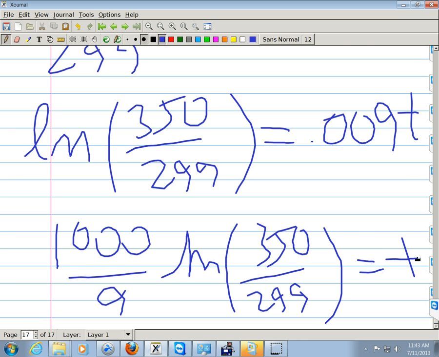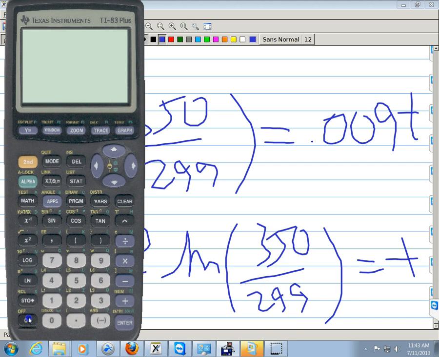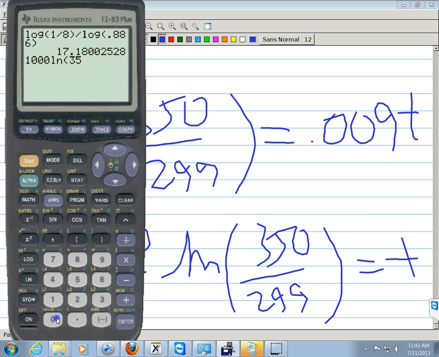That's t. Now that's an exact answer, but I have no clue how big that number is. So I want a decimal equivalent to see how many years since 2006 this is. So drag out your trusty friendly neighborhood calculator. And let's do 1,000 times the ln of 350 over 299, all over 9, is 17.499 years, I guess, right? Basically 17 and a half years.